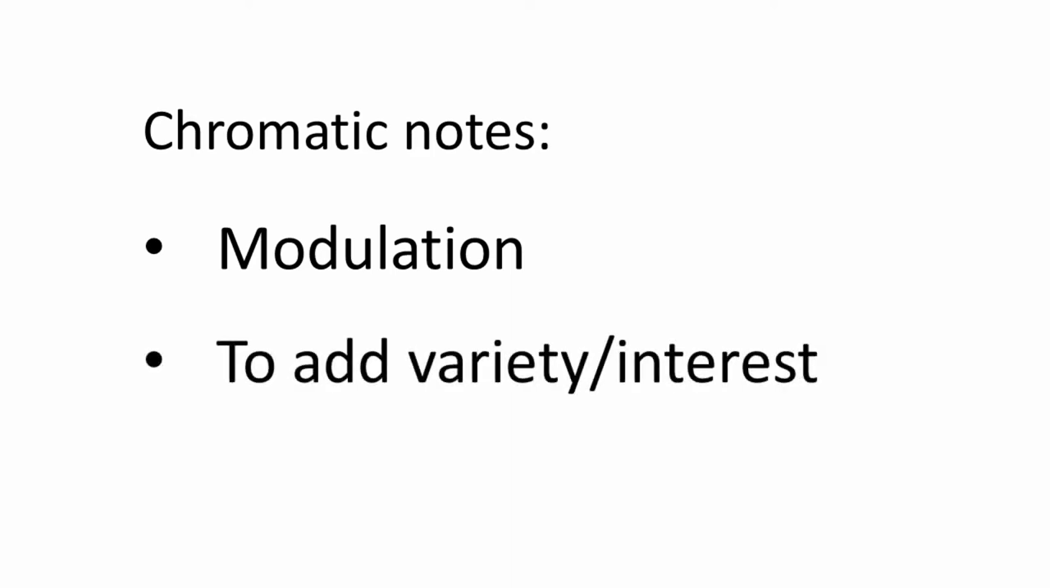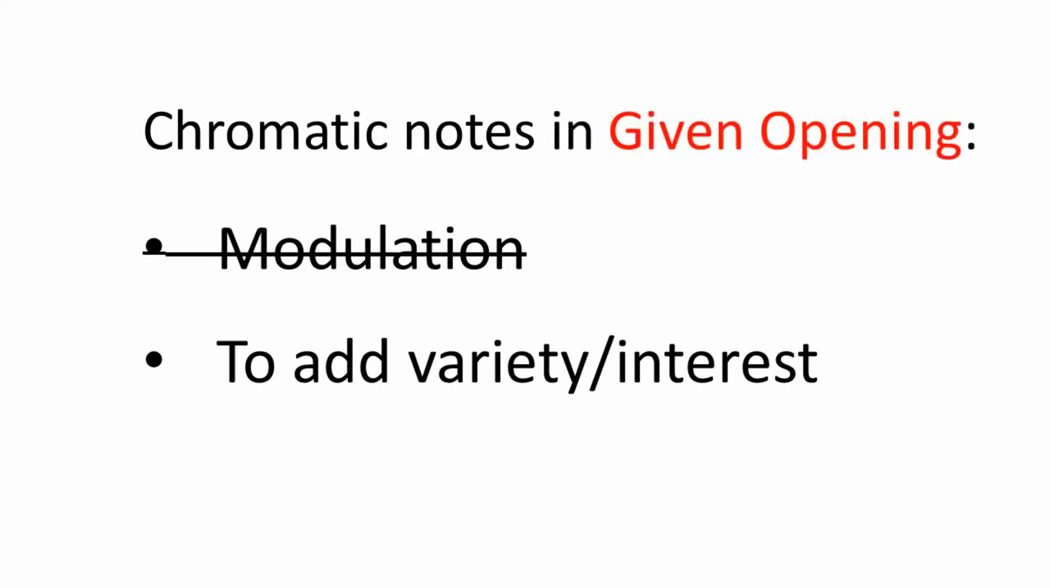Chromatic notes are used for two distinct purposes in music. They're used when music modulates, and they're used to simply add melodic variety. In the given opening, any chromatic notes will be there to add interest to the melody and not for modulation purposes. It's too soon to modulate in bars 1 or 2. We'll take a look at modulation in the next lesson. If the given opening you're working on does contain some chromatics, you will be expected to use more of them in your own part of the composition if you want to get full marks.